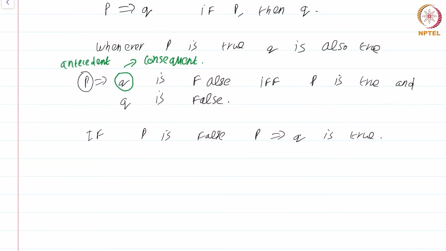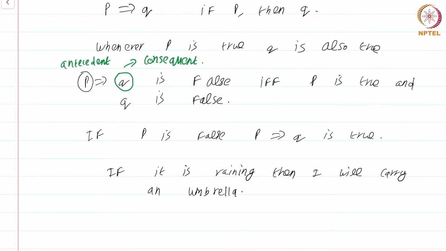Suppose I say something like, if it is raining, then I will carry an umbrella. What is this statement really saying? The statement is really saying that whenever there is rain, I am going to be carrying an umbrella. Suppose it is not raining, then this statement gives you no data as to my behavior. I might still be carrying an umbrella, I might not be carrying an umbrella.